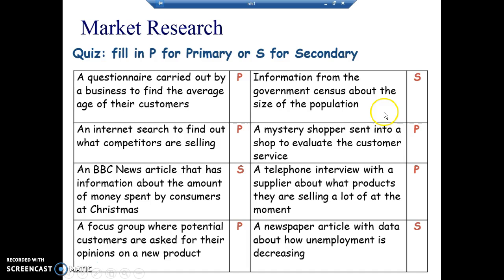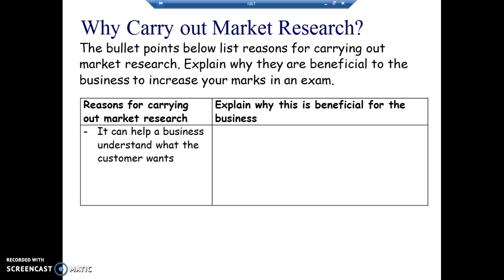Whereas here we can see an example of secondary market research, government information collected for a census. So that information has already been collected, it's already been presented, which makes it secondary market research.